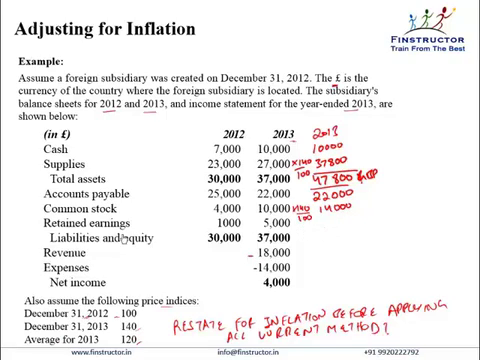Now please note that the net purchasing power gain or loss is again taken in the income statement, something like the temporal method. So retained earnings is the only balancing figure on the balance sheet. So the total assets are calculated as 47,800, and the total liabilities are 36,000. That is the liabilities including common stock.